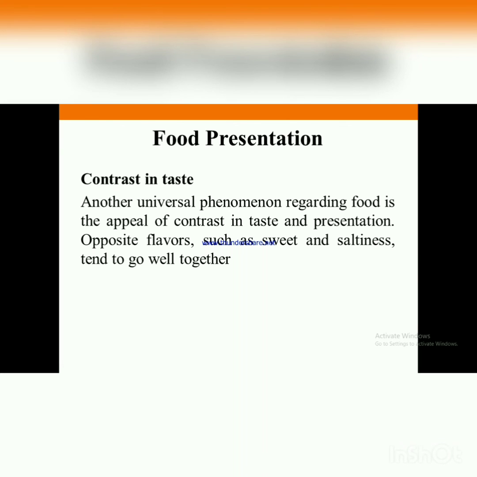Another component is contrast in taste. Another universal phenomenon regarding food is the appeal of contrast in taste and presentation. Opposite flavors such as sweet and saltiness tend to go well together.